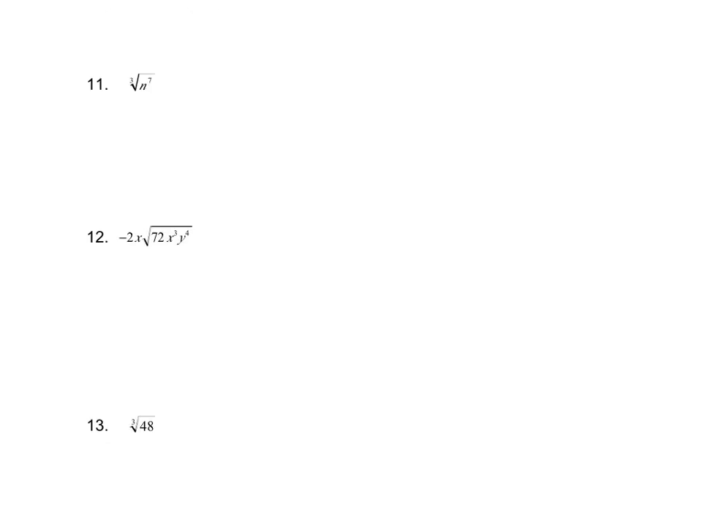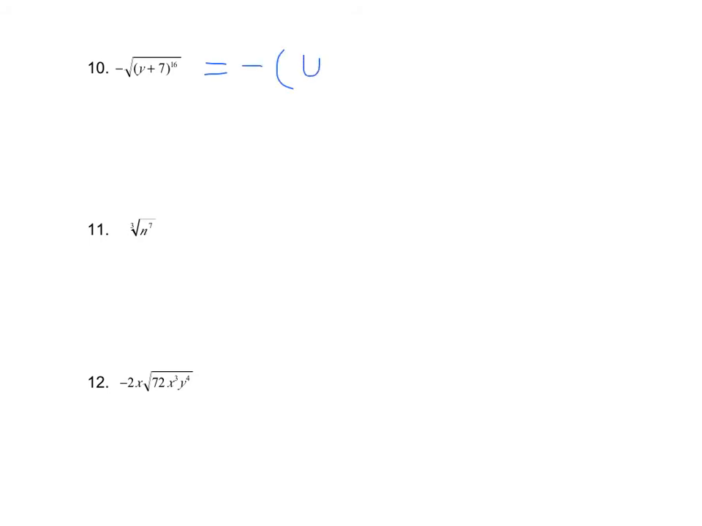Number 10. The negative square root of y plus 7 to the 16th power. Well, we're actually square rooting the 16th power. And 16 is a perfect square root because it's an even number. So my answer is going to be the negative of y plus 7 to the 8th power. And then I'm done because I eliminated my square root symbol.